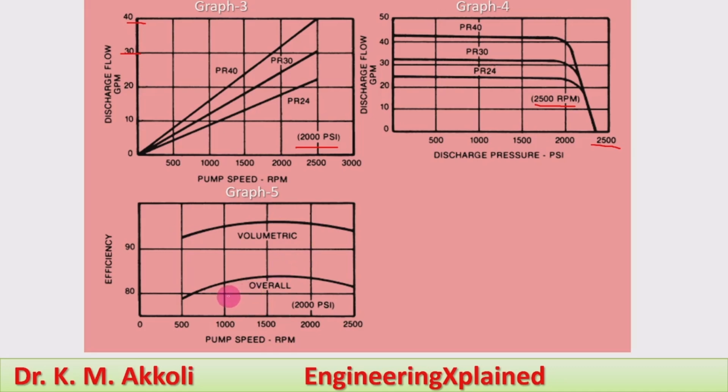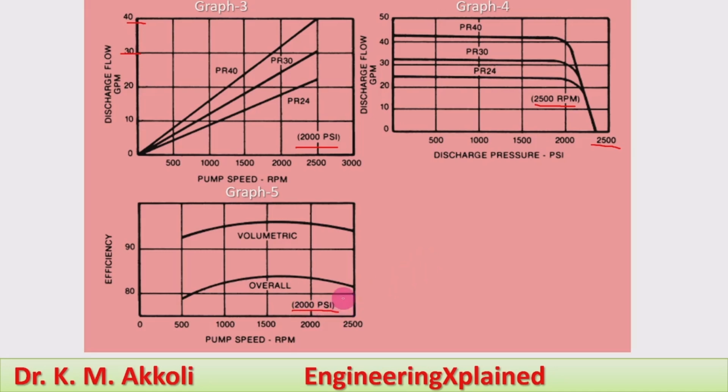Similarly, the overall efficiency also has a lower value at 500 RPM, and it reaches almost its maximum around 1500 RPM, above 1500 RPM. Then after increasing the speed further, its value reduces, and at 2500 RPM it will be around 80%, more than 80% overall efficiency. In these two cases, we always maintain a pressure of 2000 psi. I have also mentioned that.